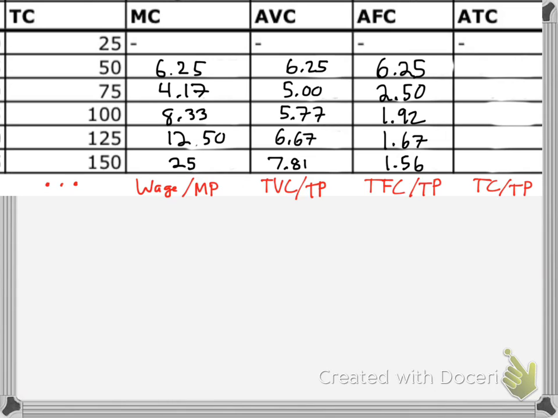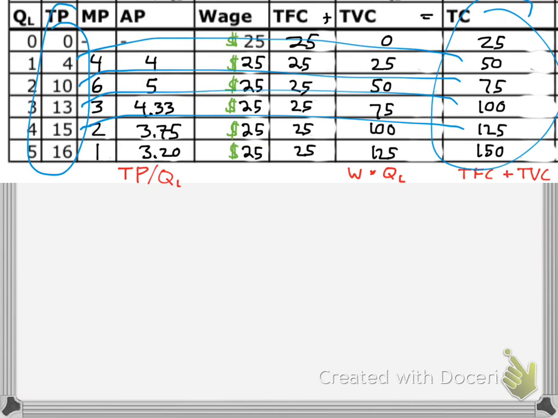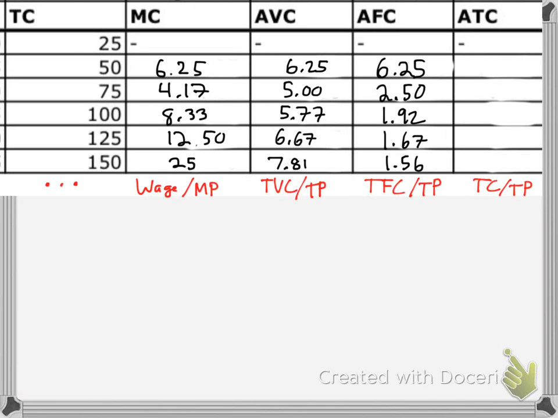Alright, and finally we have our total cost divided by our total product, which is our average total cost, which makes sense. The average total cost is what our total cost is, and we divide it by how much product we produced. So we're looking at our total cost right here, and we divide it by our total product produced, which is right here. So 25 divided by 0, you can't do. So 50 divided by 4. And then we have 75 divided by 10, 100 divided by 13, 125 divided by 15, and 150 divided by 16. And that's how we calculate our average total cost.